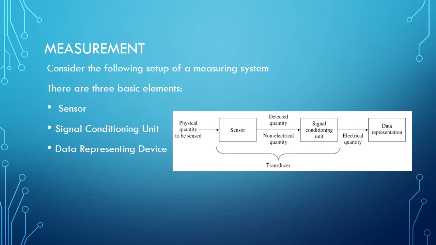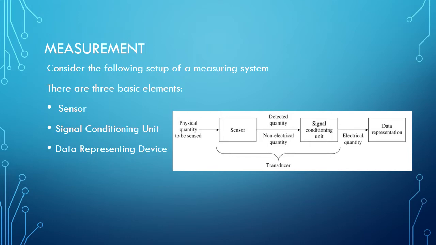Consider the following steps of a measuring system. In this block diagram of a simple measuring system, there are three basic elements: sensors, signal conditioning unit, data representing devices.